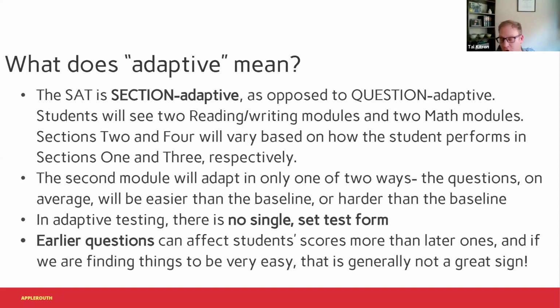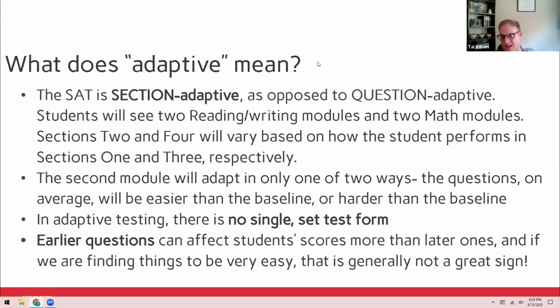And because of that, earlier questions, so missed questions on module 1 or module 3 can affect your scores much more than later ones. And if you are finding things to be very easy on modules 2 and 4, that's usually not a great sign. We can't really control that so much, so you don't want to panic if you see some easy questions on module 2. That doesn't necessarily mean that you're in the lower module. Generally, you'll be able to tell, but it's all about performance on those first and third sections.